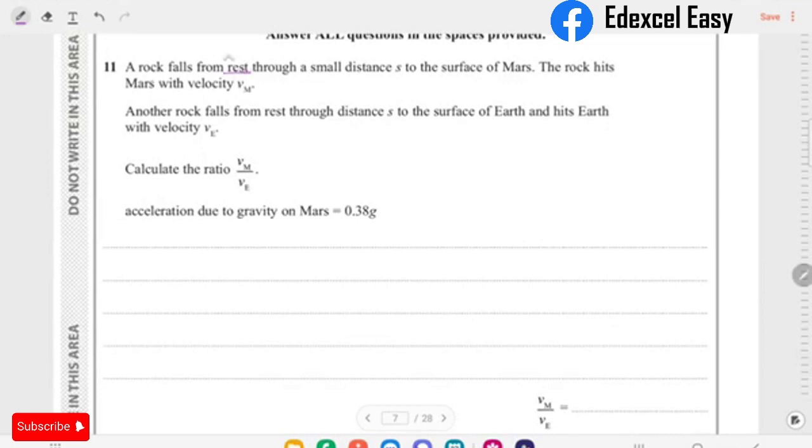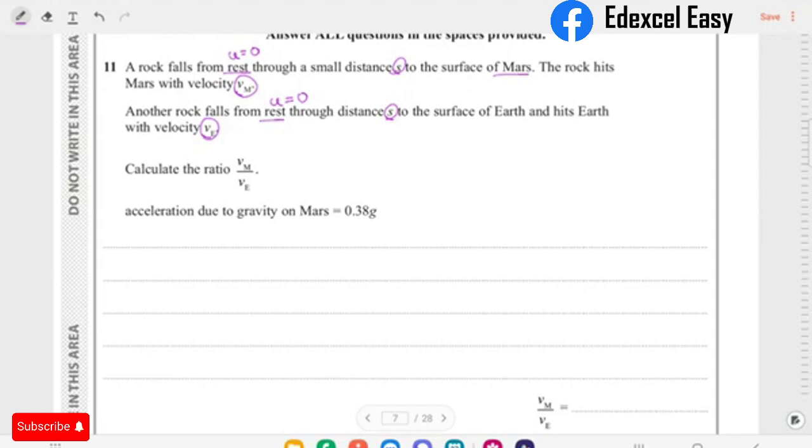A rock falls from rest through a small distance s to the surface of Mars. The rock hits Mars with velocity vm. And another rock falls from rest through distance s. They have both traveled the same distance to the surface of Earth and hit the Earth with a velocity of ve. Calculate the ratio of vm over ve, and acceleration due to gravity on Mars is 0.38 g.